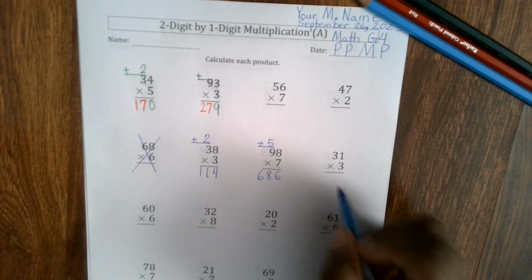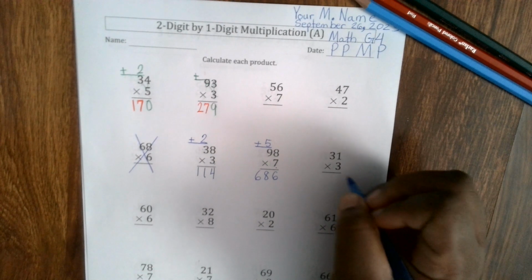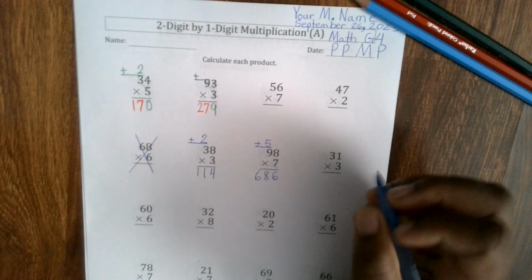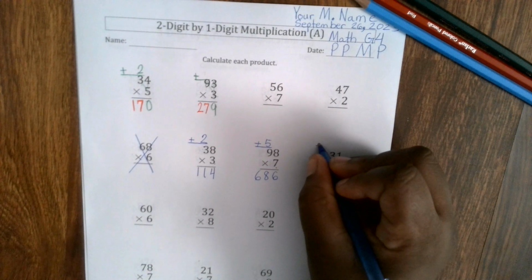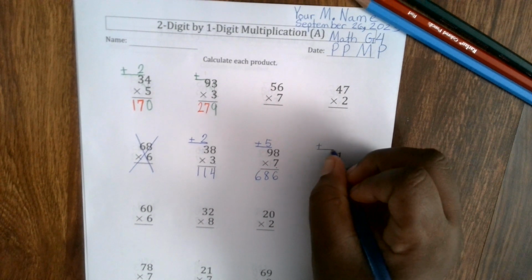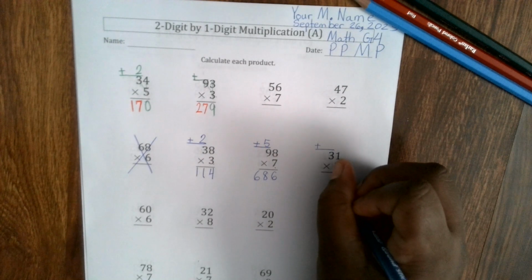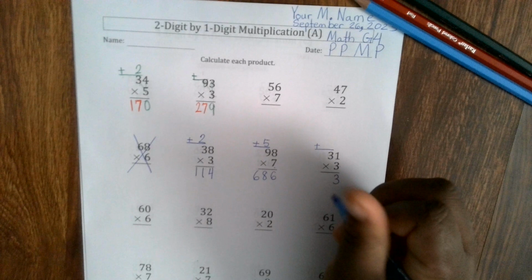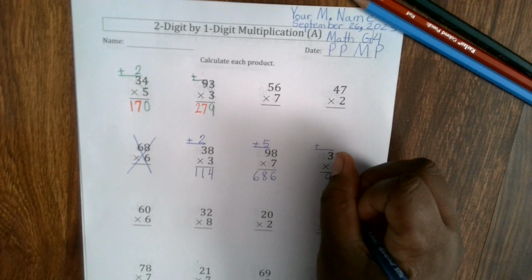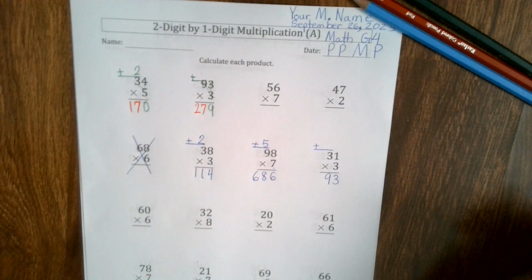31 times 3 equals blank. To solve this problem, I have to do 3 times 1 and then 3 times 30. I'm responsible for knowing my 3 times tables, and so I will solve this problem. 3 times 1 is 3. And 3 times 30, that's 9 tens, or 93.